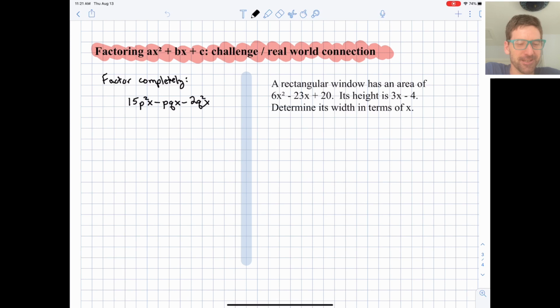All right, so this one on the left, yikes, we have a p, a q, and an x in there, along with some negative signs. It looks just really tough. Okay, first we can pull out an x. X looks like our GCF. So I'm going to just pull an x out front, and we have a 15p squared minus pq minus 2q squared.